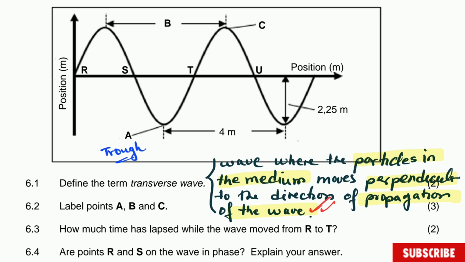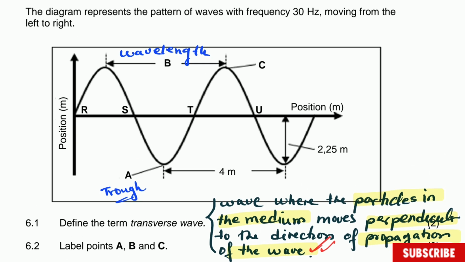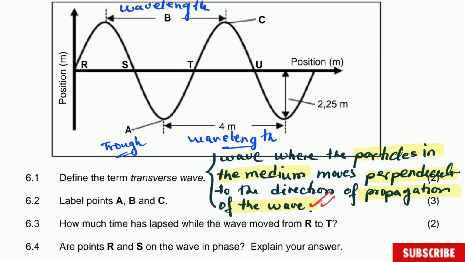So this one, for instance, here is another trough. Question: label B. B is wavelength. The distance between any 2 consecutive crests or any 2 consecutive troughs is wavelength. So in other words, this 4 meters is also wavelength. Right? So that is also wavelength. Alright? So now, what is the next one?